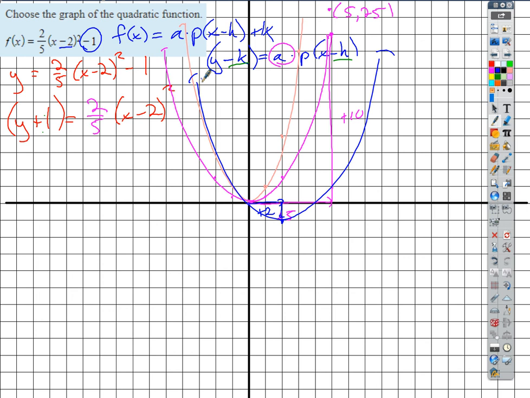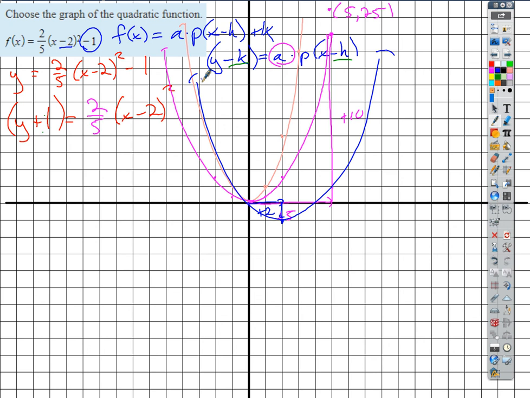Right? Yes, ma'am? In y minus k equals a times p, what's the p? Oh, that's just the parent graph, right? Okay. So for us, it was x squared, right? But I wrote it this way so we could just be totally general.